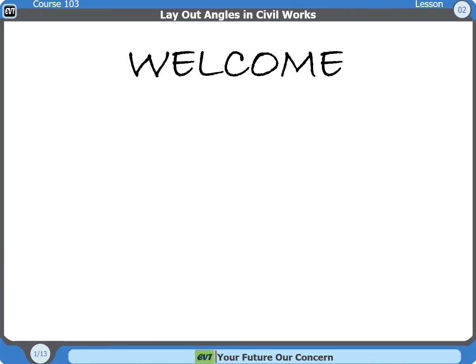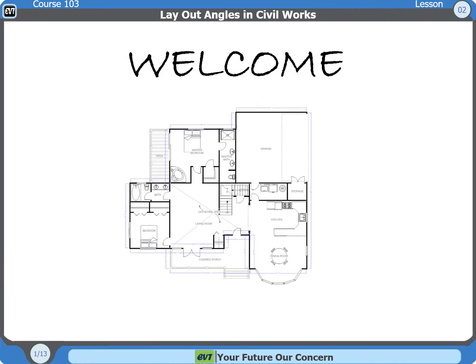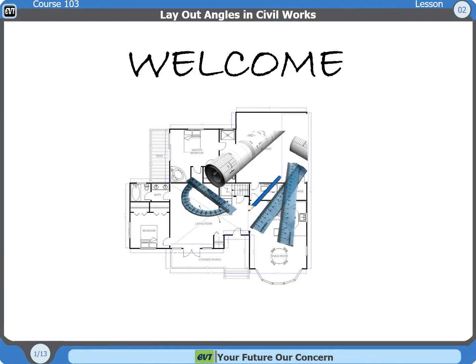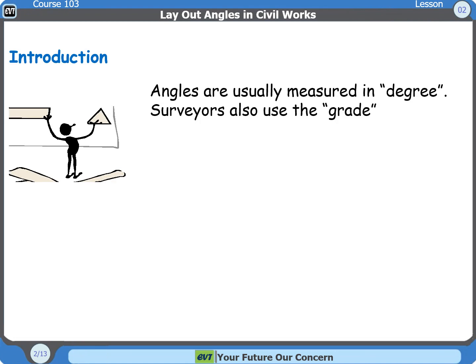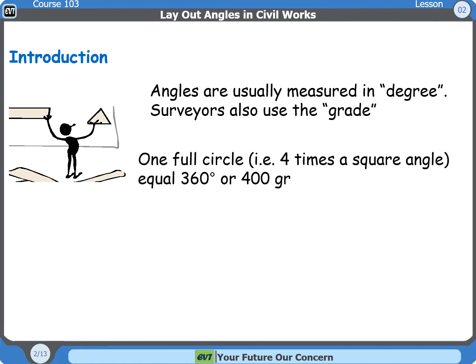Welcome to this video. I am going to explain laying out an angle. An angle is measured by the size of a circular arc between the two sides of the angle. Angles are usually measured in degrees. Surveyors also use the grade. One full circle is 4 times a square angle, equal to 360 degrees or 400 grades.